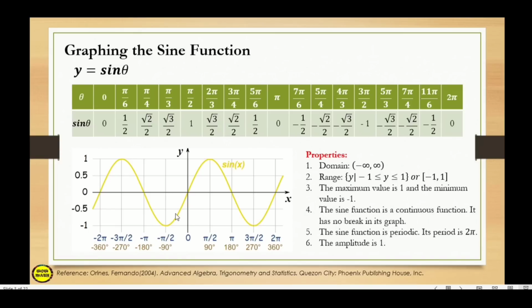So, this is the graph of sine function. So, tatandaan natin, ganito yung graph ng sine function. Kasi mamaya, i-discuss ko na yung cosine function para alam niyo yung pagkakaiba, saan sila nagsisimula at saan nagsisimula yung graph natin.